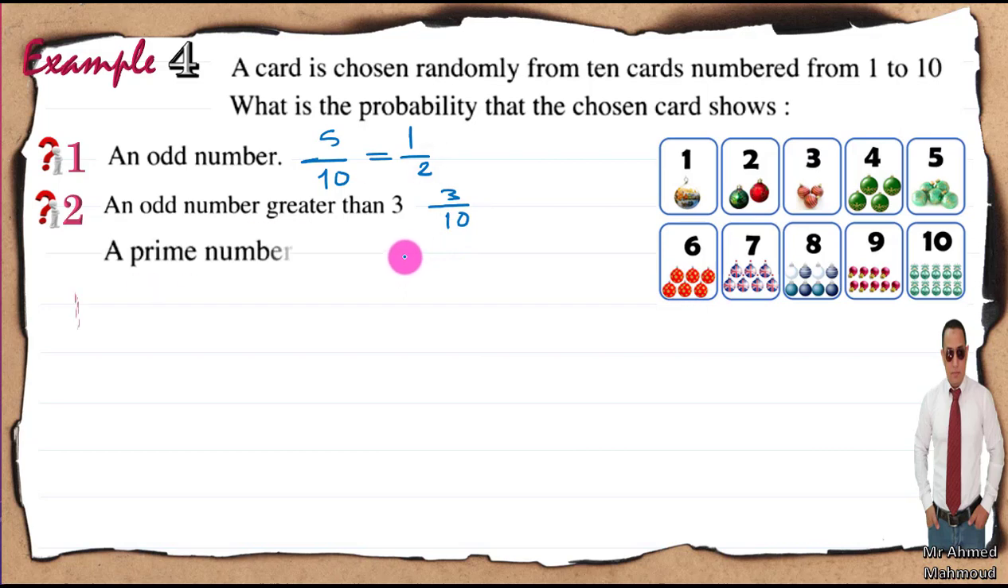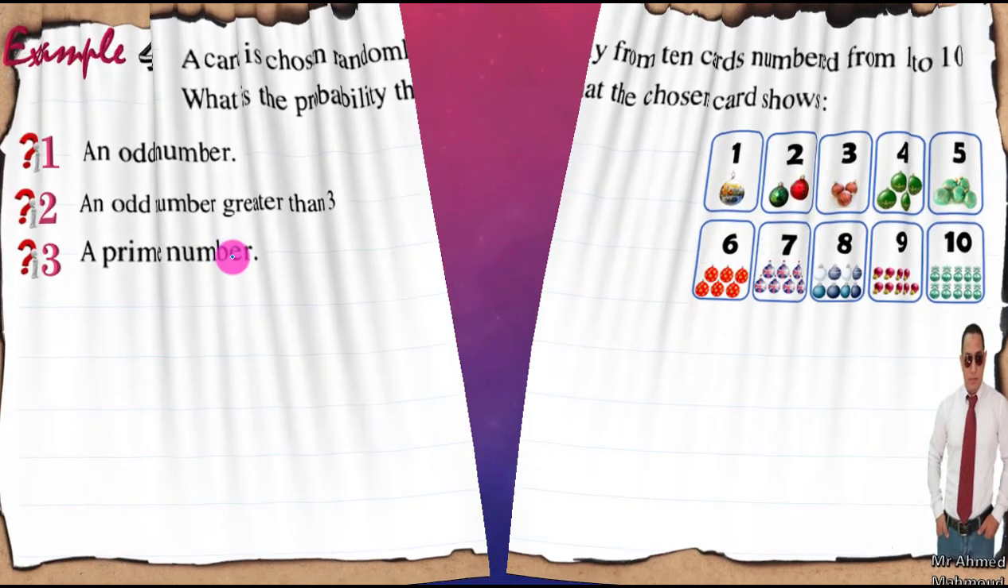Prime numbers are 2, 3, 5, and 7. That is 4, so it is 4 over 10, or 2 over 5 in the simplest form.